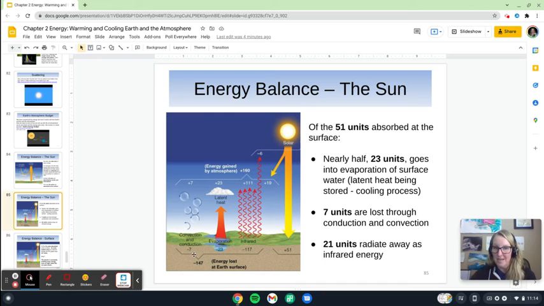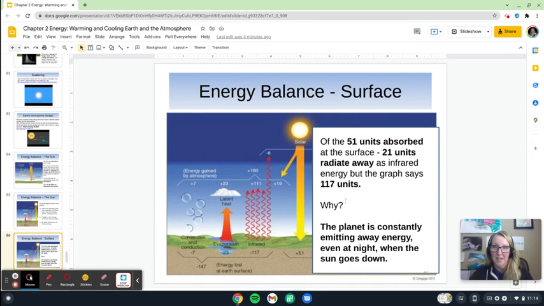We lose 7 units through conduction and convection, which is kind of shocking because that's mostly how we heat the atmosphere. But we lose 7 units to that, and 21 units are radiated away through infrared radiation. So of the 51 units at the surface, only 21 units radiate away, but you can see that you don't see 21 on our schematic here. What you see is infrared radiation as a negative for our budget is actually 117 units. That's way more than 21 units.